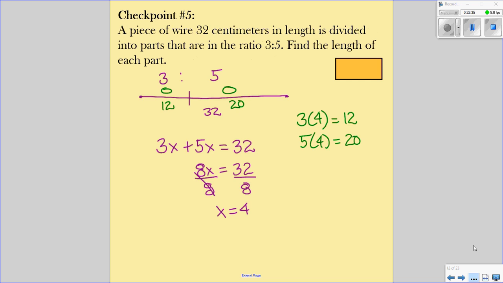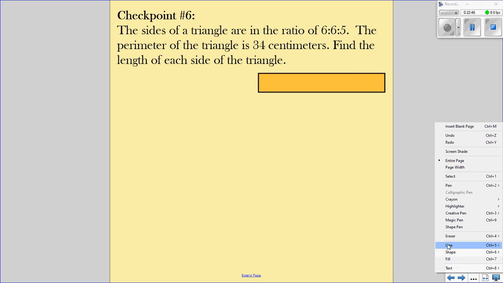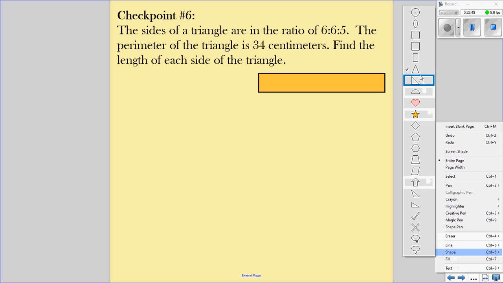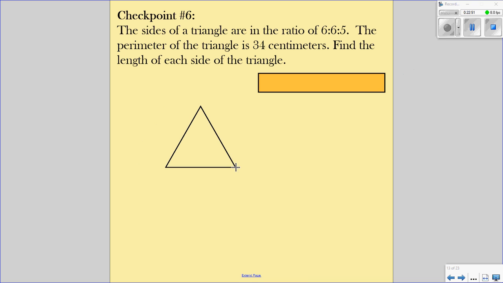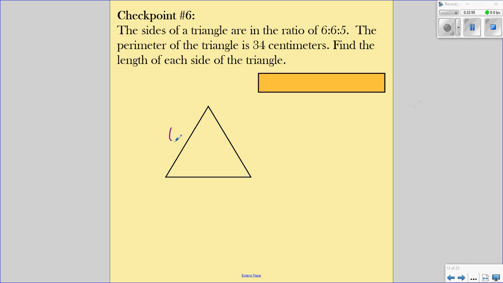Alright, so now we have a side of a triangle whose ratio is 6 to 6 to 5. Can you make that triangle? I've got 6 to 6 to 5, and the perimeter P equals 34 centimeters. Find the length of each side of the triangle.